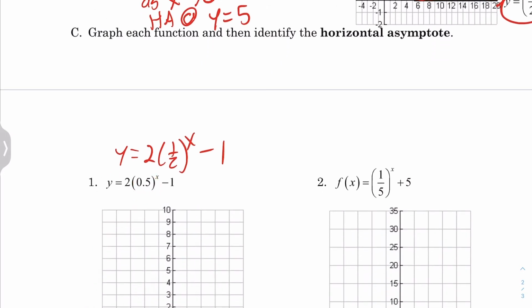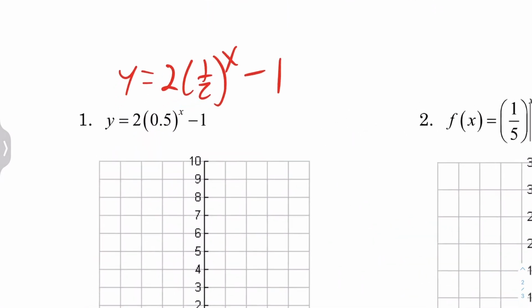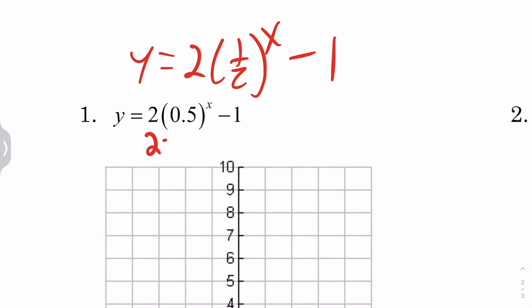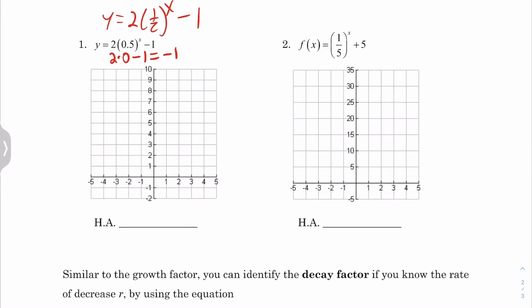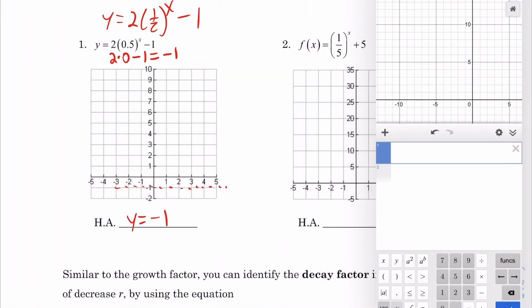So in this example, you can think of it as 2 times 0 minus 1, which will just leave you with minus 1. So the horizontal asymptote will be at y equals -1. And we can plan ahead and put a little dotted line saying we're not going to cross y equals -1. To get the rest of the points, you'll use a table from Desmos or TI.